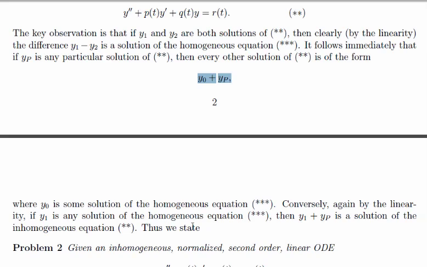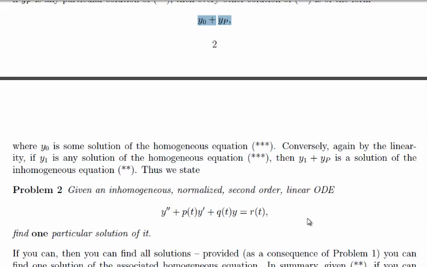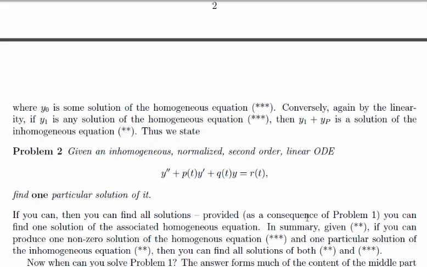It's kind of evident, but conversely, if y1 is a solution of the homogeneous equation, then if you add it to any particular solution of the inhomogeneous equation, again, you get a solution of the inhomogeneous equation. And so this gives rise to our second problem. Given an inhomogeneous, normalized, second order, linear, ordinary differential equation in this form, all we need to do is find one particular solution of that equation.